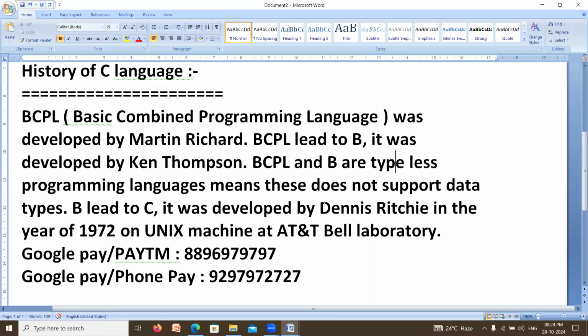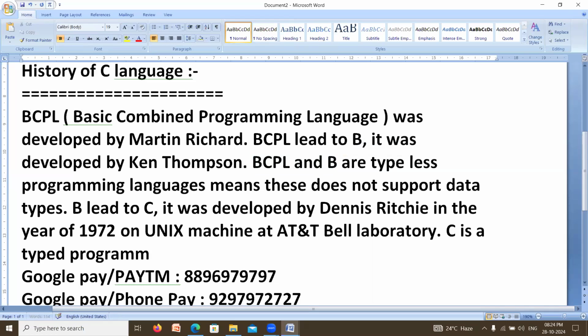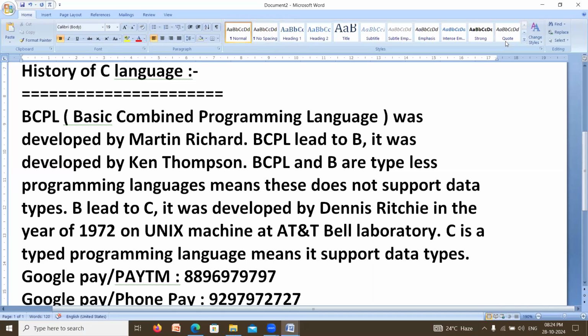So finally, Dennis Ritchie is the developer of the C programming language. He developed C and he also introduced data types. History of C programming.